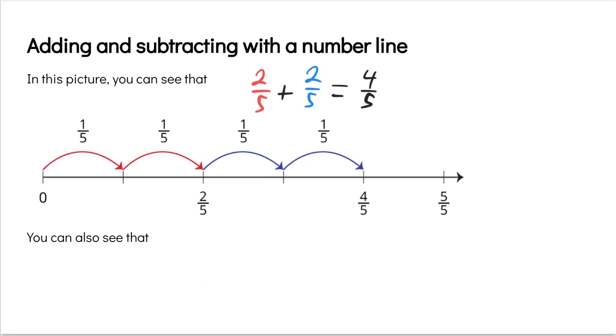But you can also see that 5/5 take away 1/5 is going to leave us with 4/5, right? If we start at 5/5 and we take one of those fifths away, we're going to end up at 4/5. So just like 1 plus 1 is 2 and 2 minus 1 is 1, you can do the same thing with fractions.